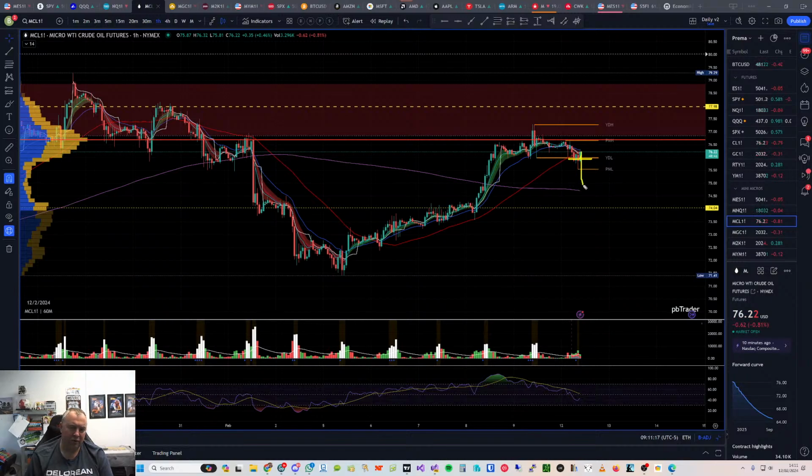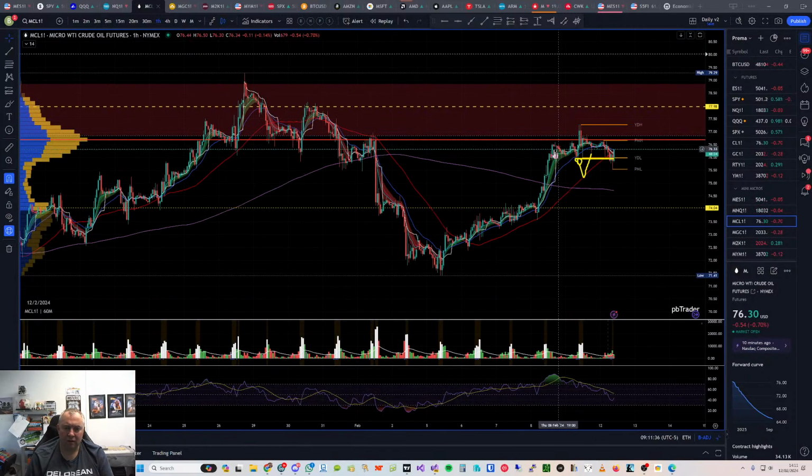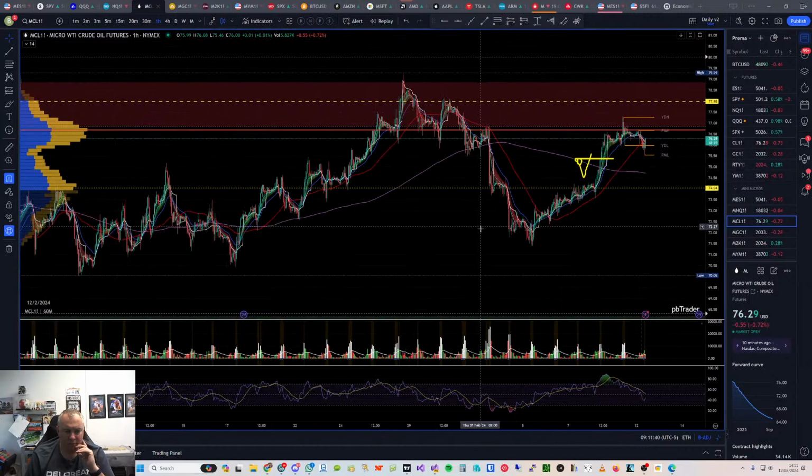We potentially have broken it and retested. I'd like to see a little bit of an air gap, so I want to see candles come down and come back up to retest it properly. Then we can look for a short, possibly coming off of the 76 area, and a bounce.